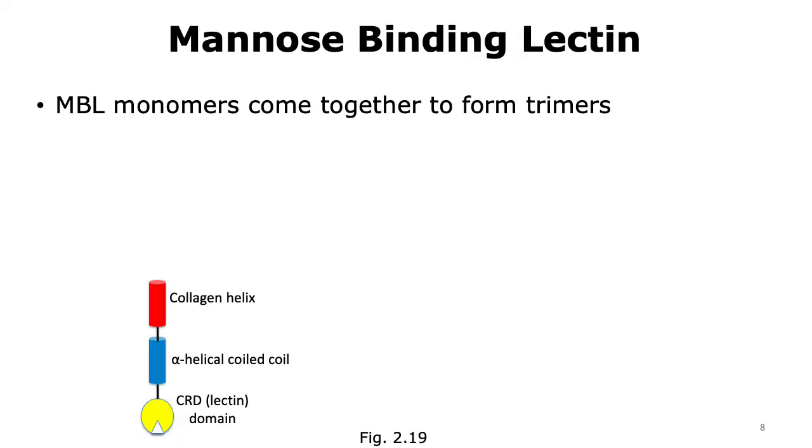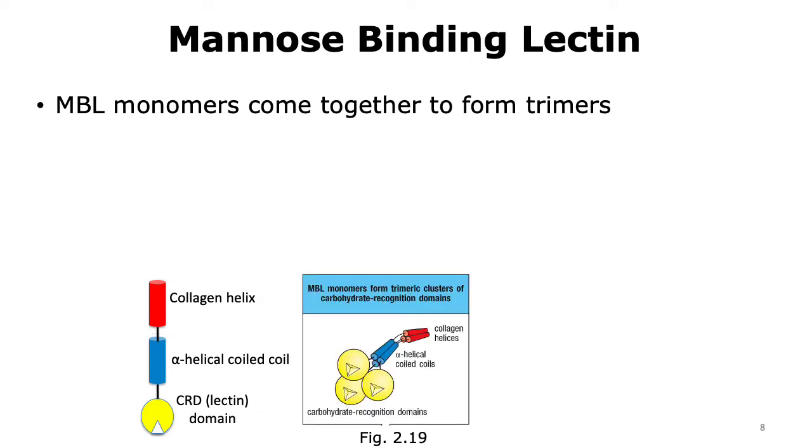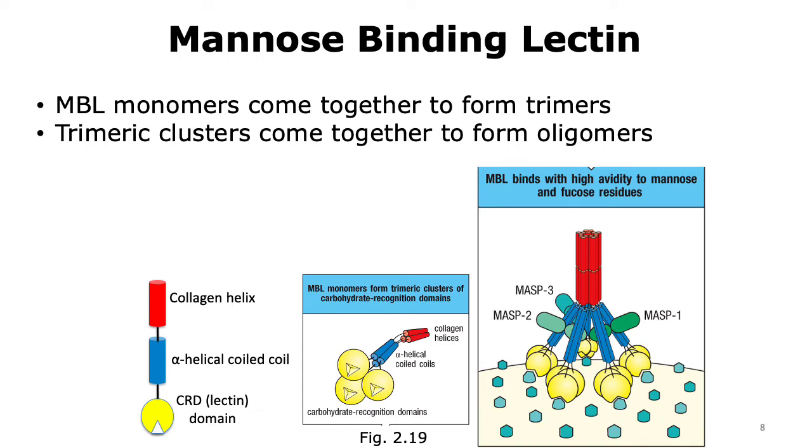Mannose Binding Lectin is a protein that has a lectin domain, which is also called a carbohydrate recognition domain, or CRD, followed by an alpha helical coiled coil domain and a collagen helix. Now, 3 MBL monomers can come together to form a trimer. And in this trimer, we can see that the carbohydrate recognition domains of all 3 molecules are close to one another. These trimeric clusters can come together to form oligomers.